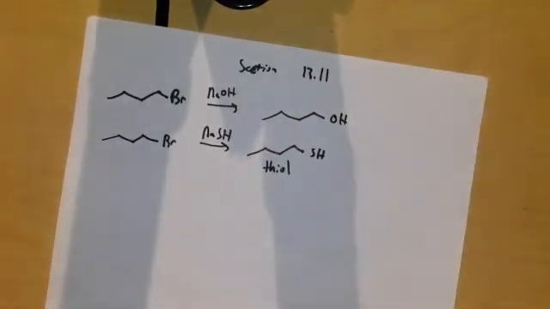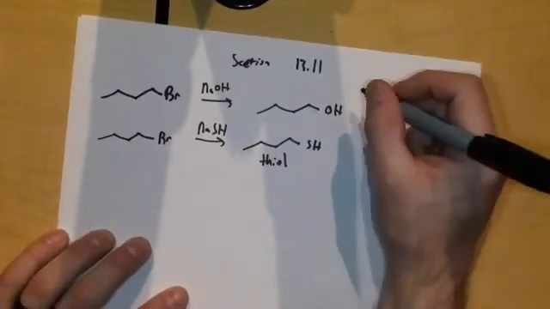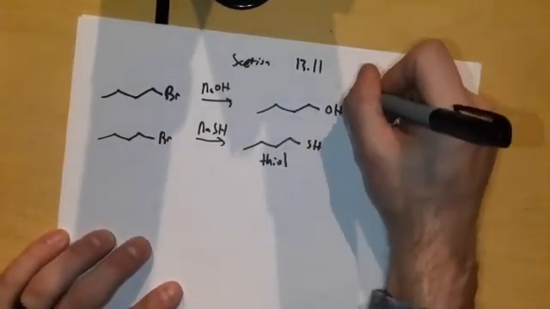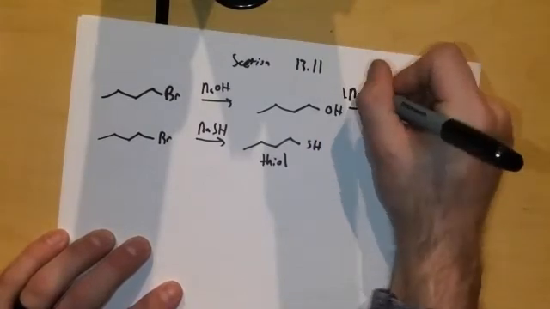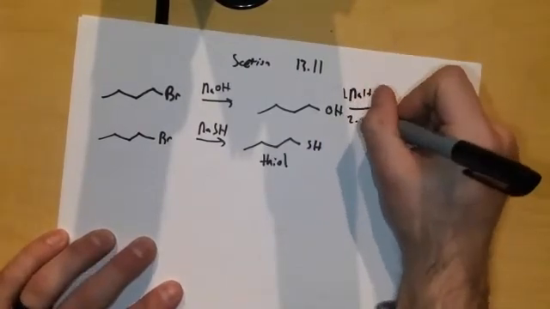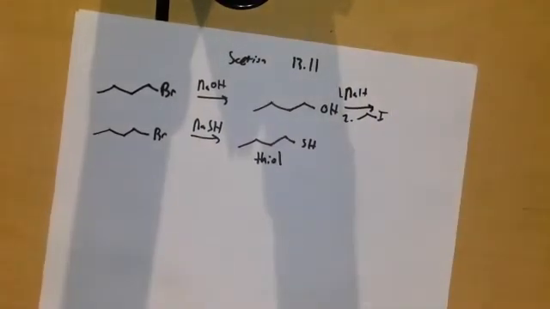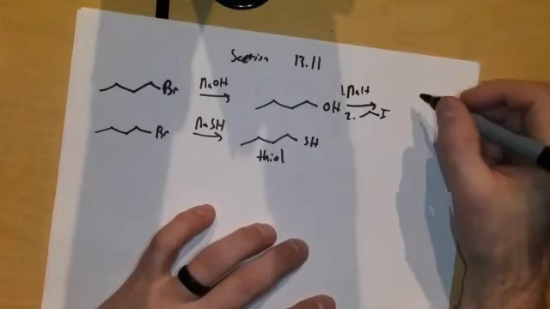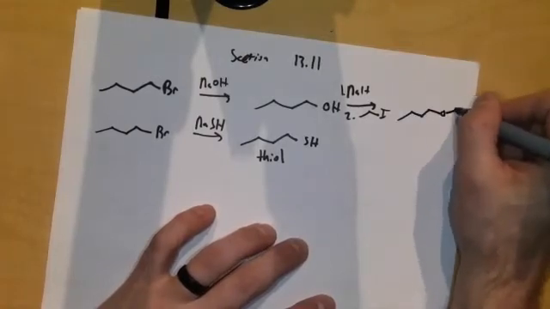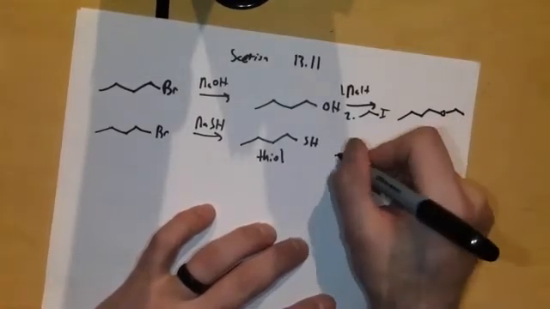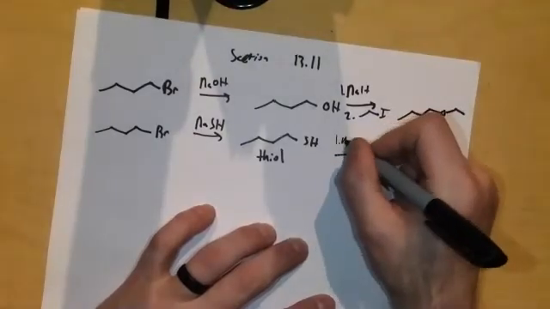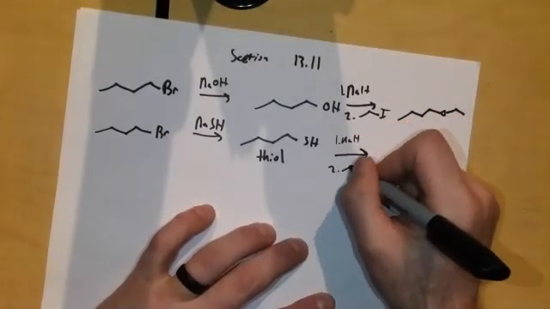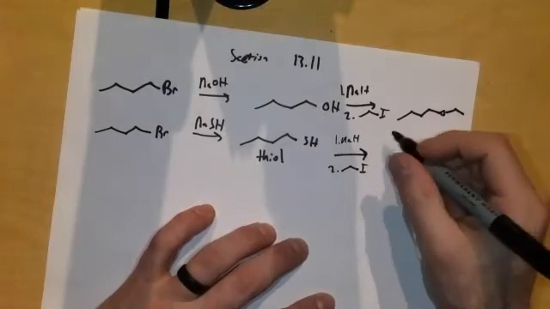And then if you want to make a thioether, you do the same thing you would for an alcohol. So NaH and some sort of ethyl iodide here can make us an ether. NaH, methyl iodide can make us a thioether.